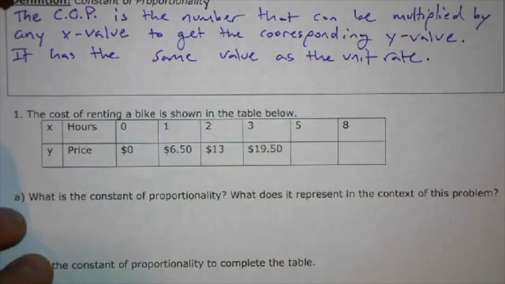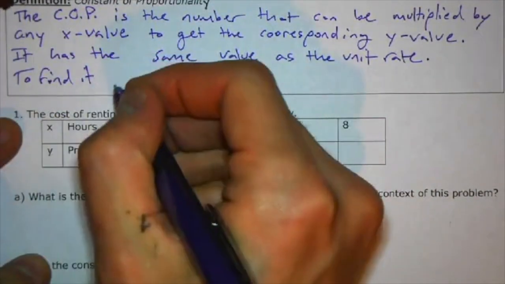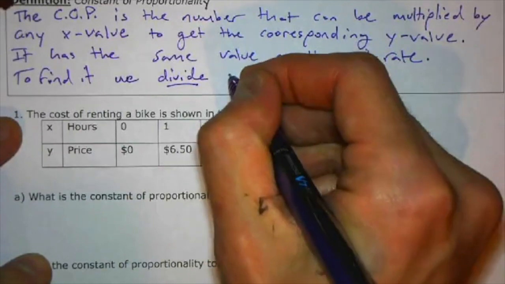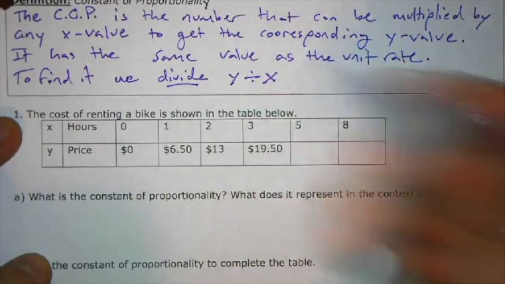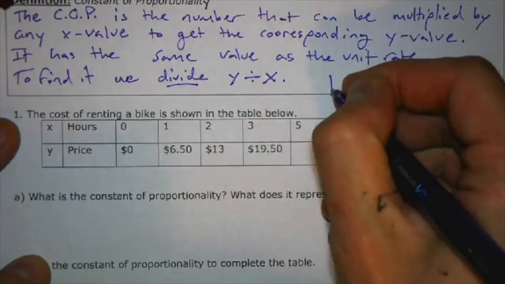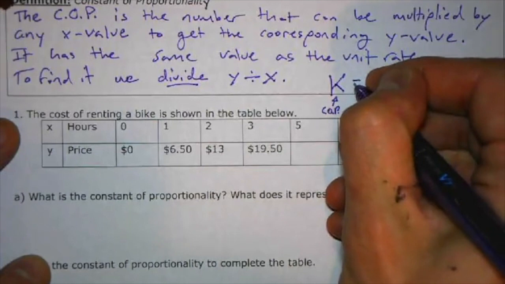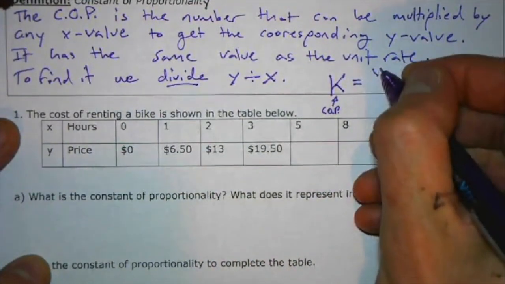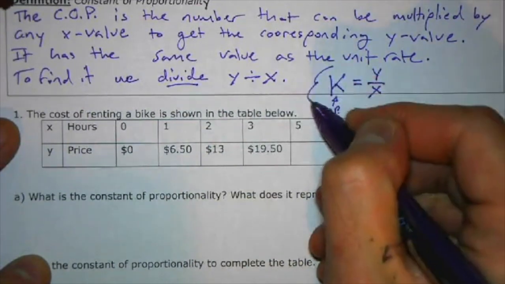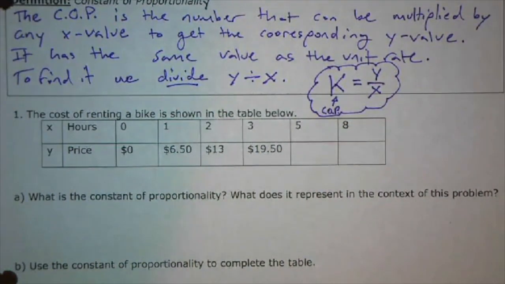Let's also write how to find the constant of proportionality. To find it, we divide y divided by x. In fact, an even better way to write that is that k, which is the constant of proportionality, is equal to y over x, because that means y divided by x. Okay, let's see how that works in action.